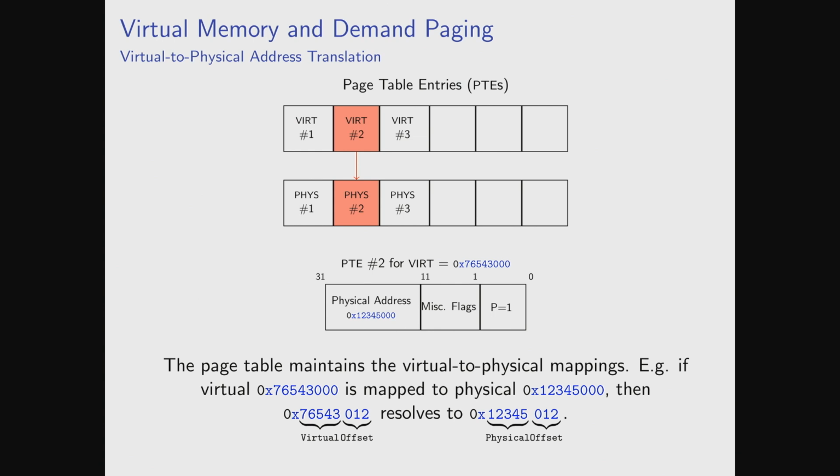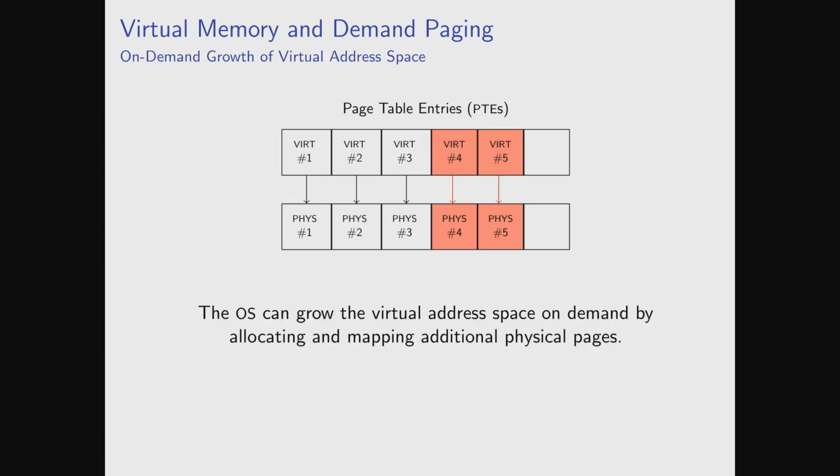The page table dictates the translations between virtual and physical pages. It basically specifies the high bits of the virtual page and the high bits of the corresponding physical page, with some flags and also this present bit at the bottom, which we'll talk about again in a minute. As the program requests it, the operating system can allocate more memory and basically add new virtual to physical mappings on the fly.